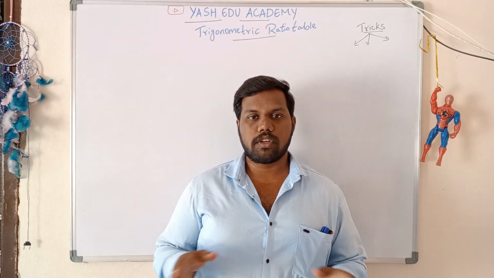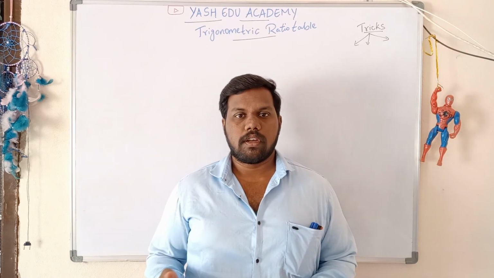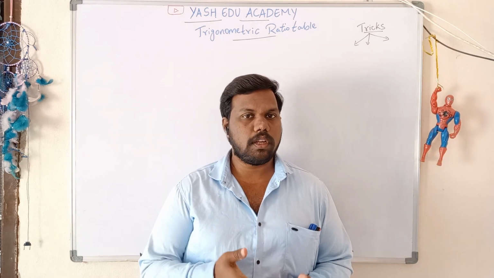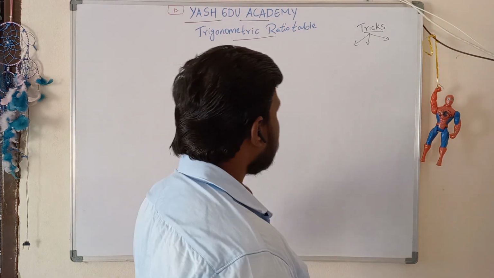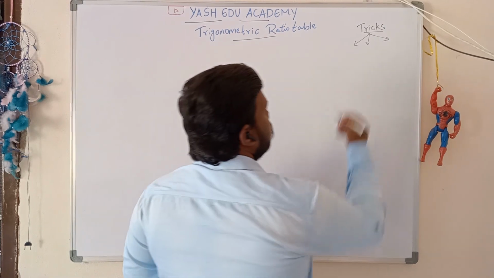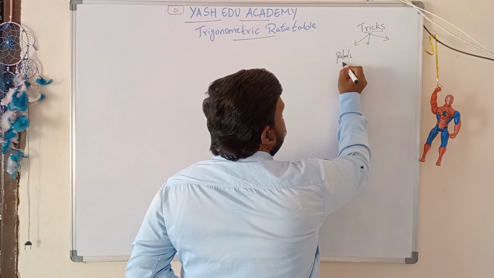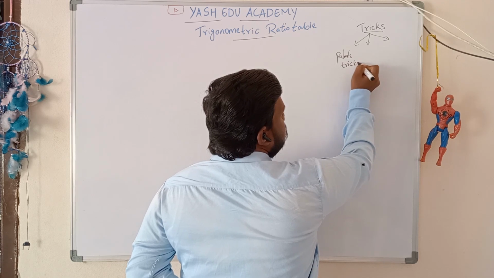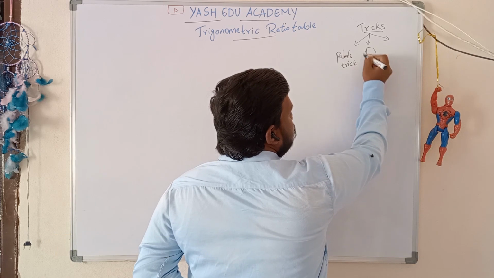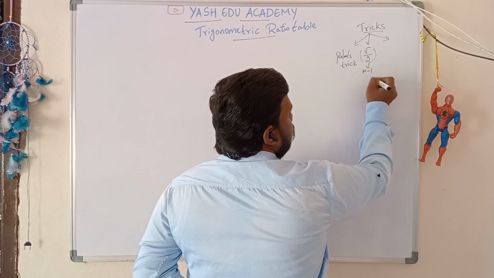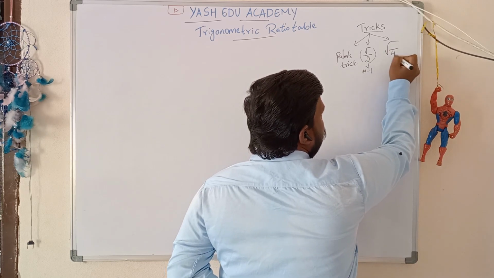In this video we are going to discuss the trigonometric ratios table with another method, that is whole root by 4 including the palm trick. Let us get into the video. In the previous video I used the palm trick and root of by 2. This is method 1, and in method 2 we are going to use whole root by 4.